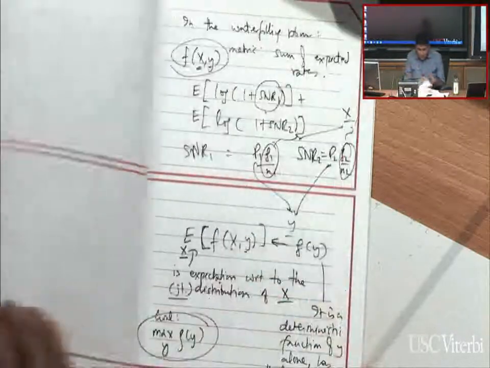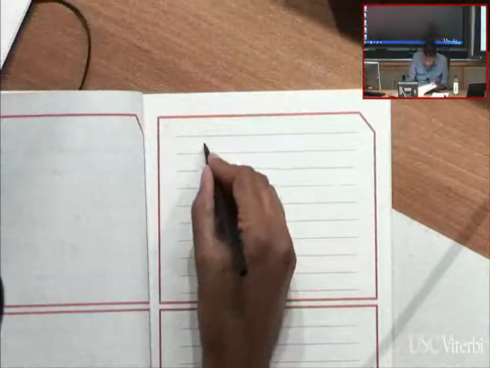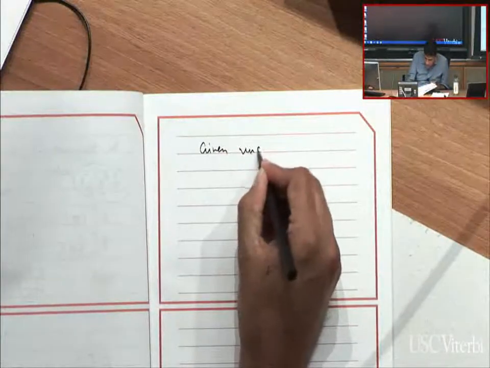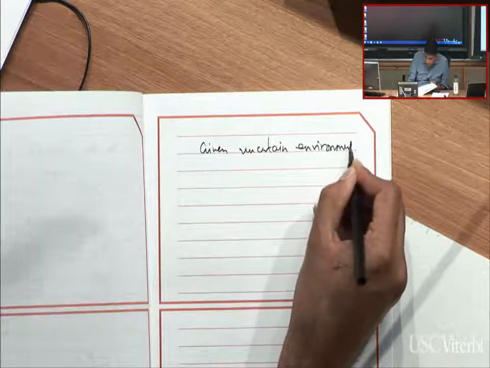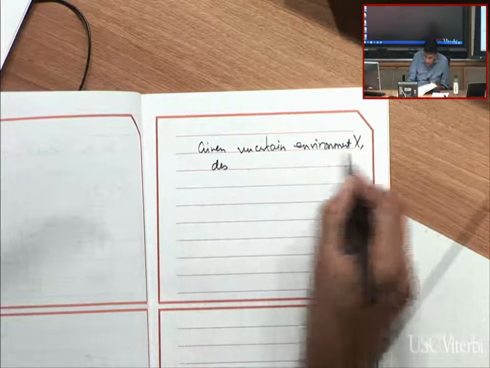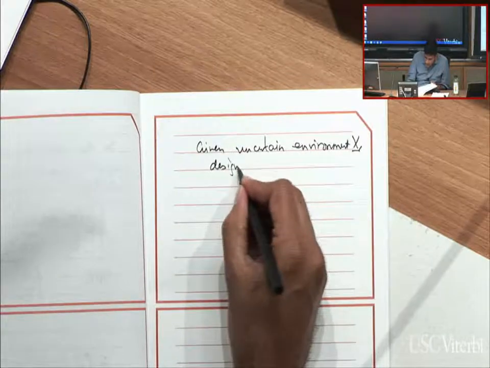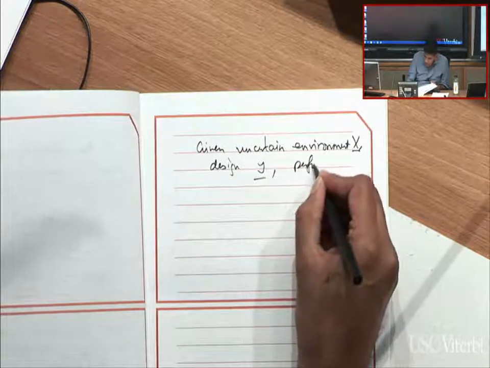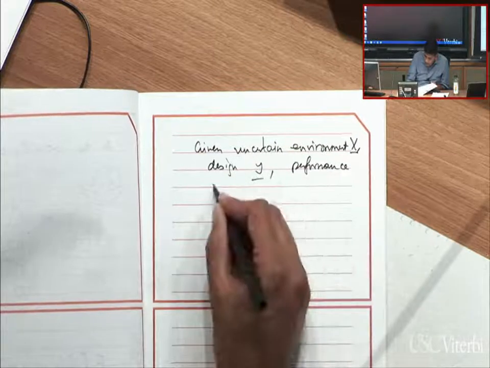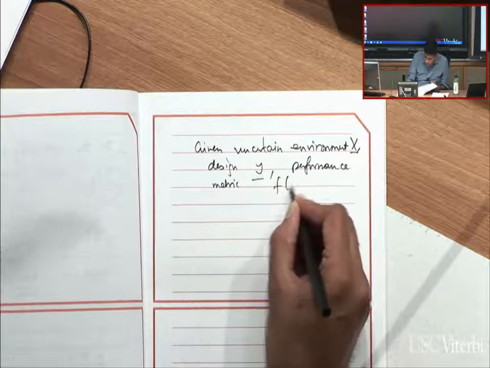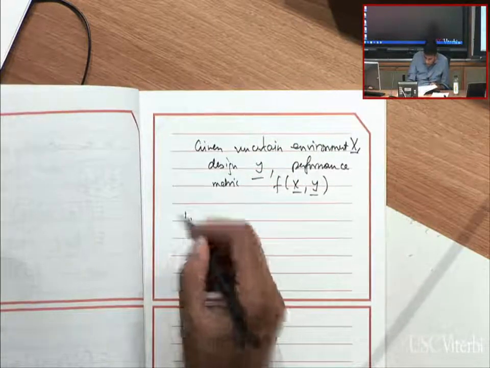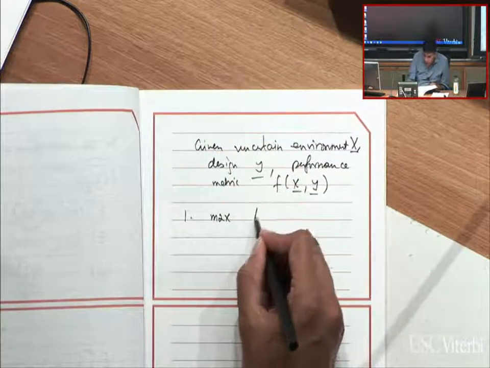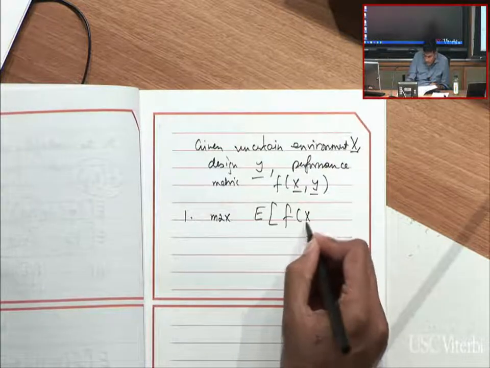While we're on that topic, let me mention one other type of objective that shows up. So given an uncertain environment X, design Y, performance metric f of x, y. So approach one that we just talked about, you might try to do, is you might try to maximize the expected performance, right?